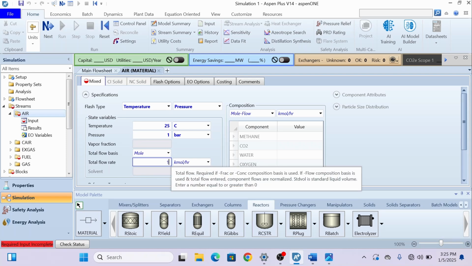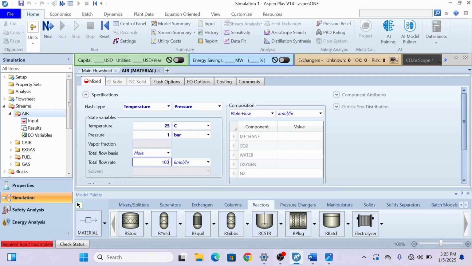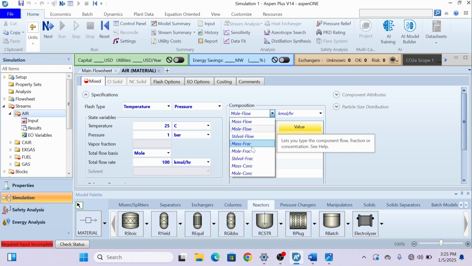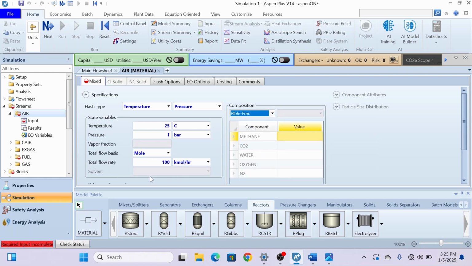So what was the total flow rate for air? I said that you have to calculate it, and I had calculated that it is 100 kg mole per hour. So here you can write as mole fraction, and in the mole fraction, oxygen amount is 0.21 and nitrogen is 0.79. Press this next button.